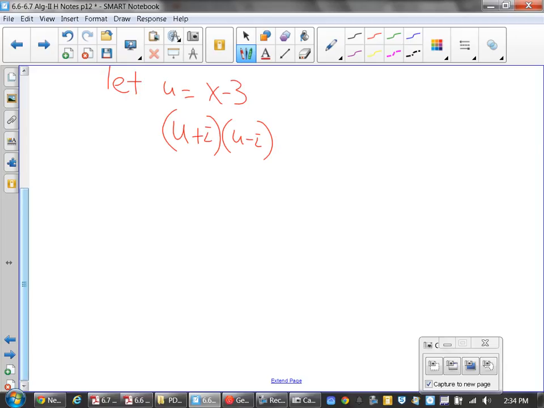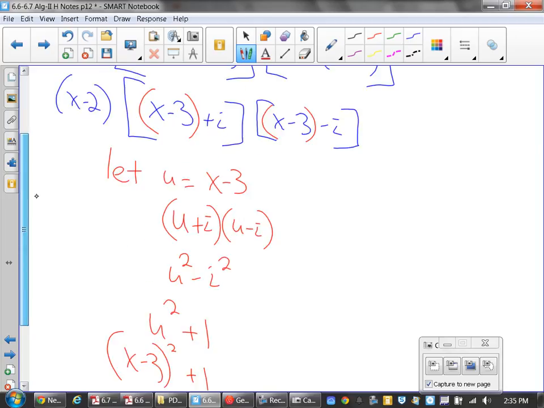Isn't that a difference of squares? Yes. u squared minus i squared. What's i squared? What is u squared minus negative 1 equal to? What was u equal to? x minus 3. Look at that. Which is, no, that's not, because that's just x minus 0.